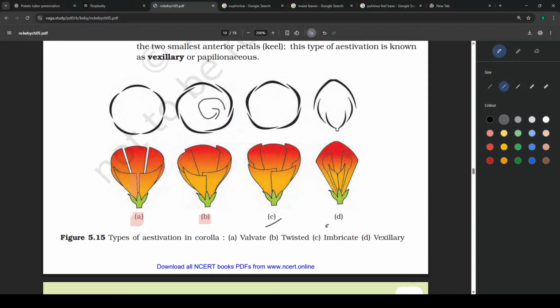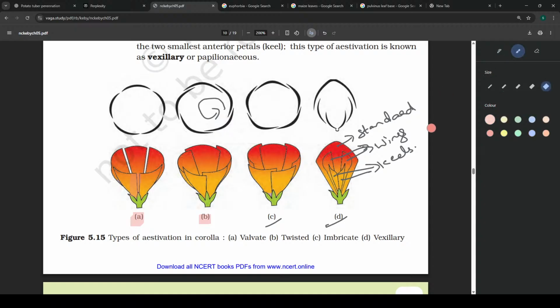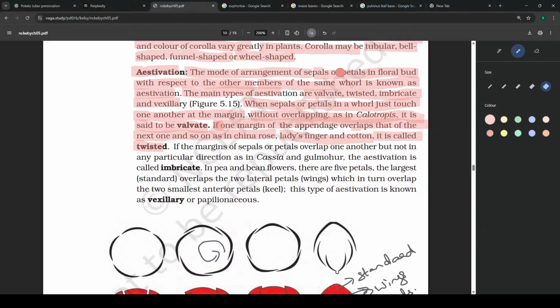And in case of the fourth type, that is vexillary, there is a special arrangement of the flower itself, where the petals are segregated into a standard. Standard is a name, not a definition. One standard, two wings, and two keels. These are called keels. This is the vexillary aestivation, which we mainly see in leguminous plants such as pea and beans.